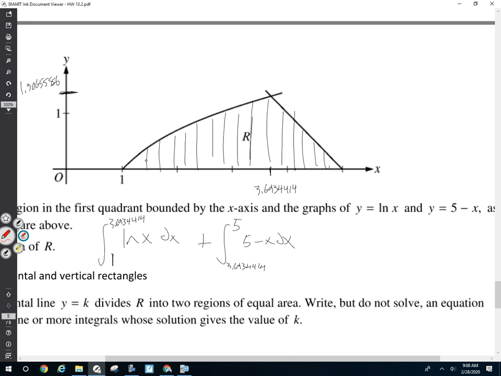Using horizontal rectangles, going from 0 to 1.306556, I have the same right minus the left. Now this would be e to the power of both sides, x equals e to the y, and this would be x equals 5 minus y. So I'm going from 0 to 1.306556 of my right, which is my line, that x distance, minus the left, which is this x distance. And this is what I get.